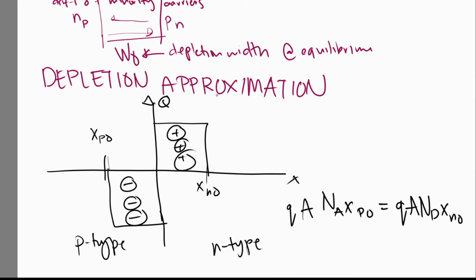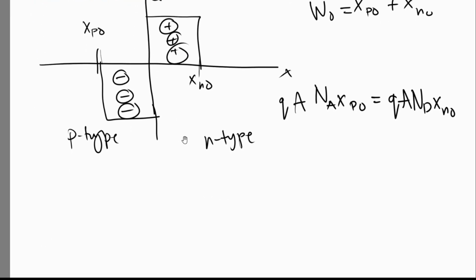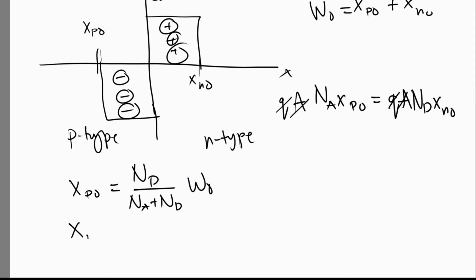So since your depletion width, W0, can be expressed as xP0 plus xN0, combining this one with this expression, so dito maka-cancel yung q and A, cancel si q and si A. Combining these two, we will get that xP0 would be equal to ND over NA plus ND times W0, while yung xN0 natin would be equal to NA over NA plus ND times W0.